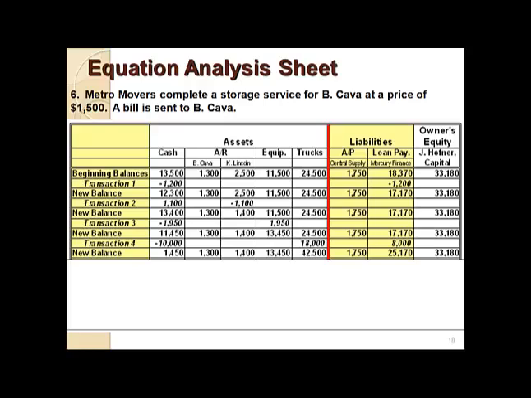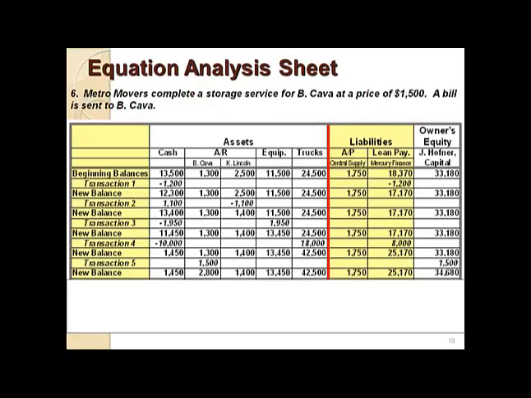The next transaction says Metro Movers complete a storage service for BCAVA at a price of $1,500. A bill is sent to BCAVA. This means that we carried out a service for BCAVA and they now owe us money. The transaction will look like this.